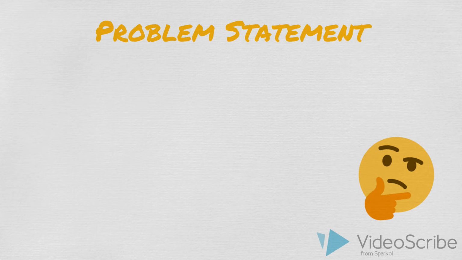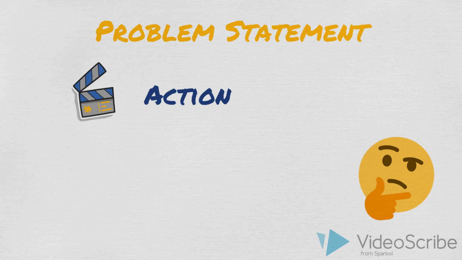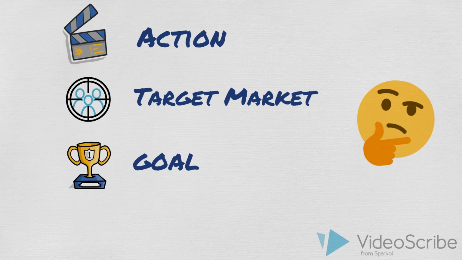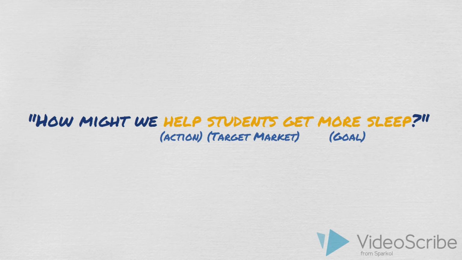To help you clarify what problem your customers may face, you can construct a problem statement with 3 main elements. Building a problem statement is simple. It first starts off with an action, then identifying who your target audience is and what goal you're trying to help them accomplish. For example, a company may ask, how might we help students get more sleep?